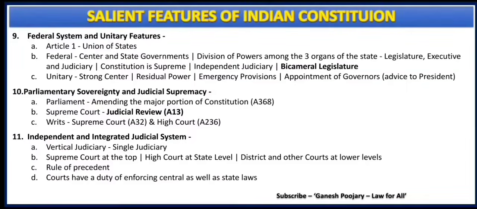But that's not the end of it. We also have a few very important unitary features, like a strong central government which leads the entire nation. So they have a lot of powers with them, including the residual powers. After discussing the state list, central list and concurrent list, whatever is remaining is also with the central government. The emergency provisions are taken care of by the central government, and the appointment of governors to each of the states is done by the president on the basis of the advice of the central government. That way we have a lot of unitary features. So it is a mixture of both federal as well as unitary government system.